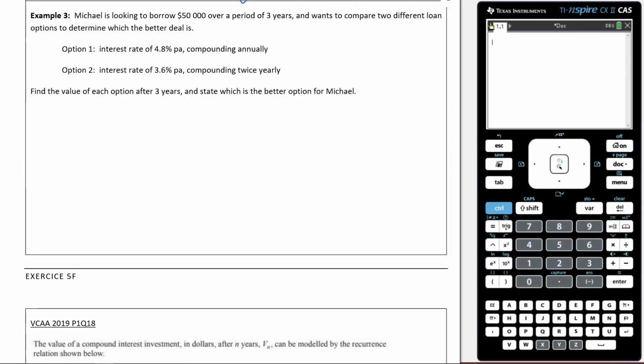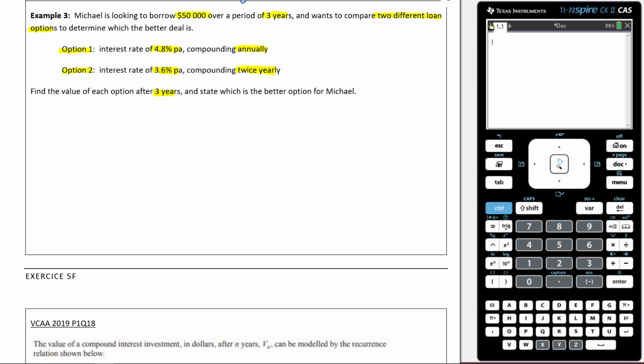All right, let us now answer example 3. It says, Michael is looking to borrow $50,000 over a period of 3 years and wants to compare two different loan options to determine which is the better deal. Option 1. The interest rate is 4.8% per annum and is compounding annually. Option 2. The interest rate is 3.6% per annum, but it's compounding twice yearly. Find the value of each option after 3 years and state which is the better option for Michael.